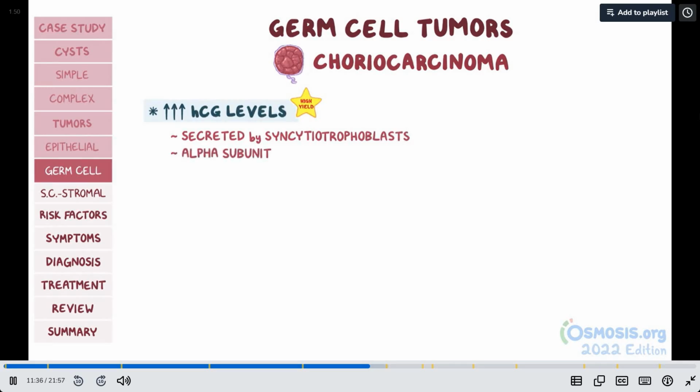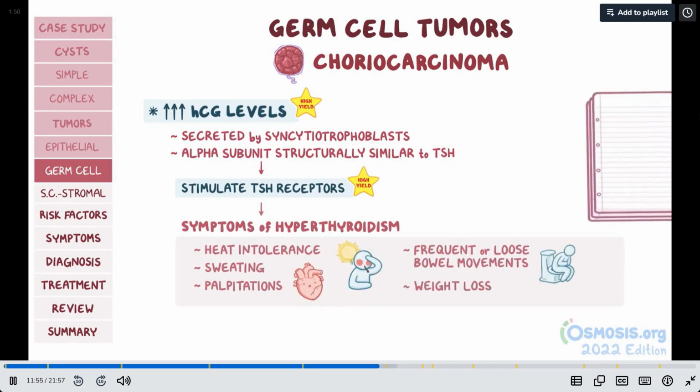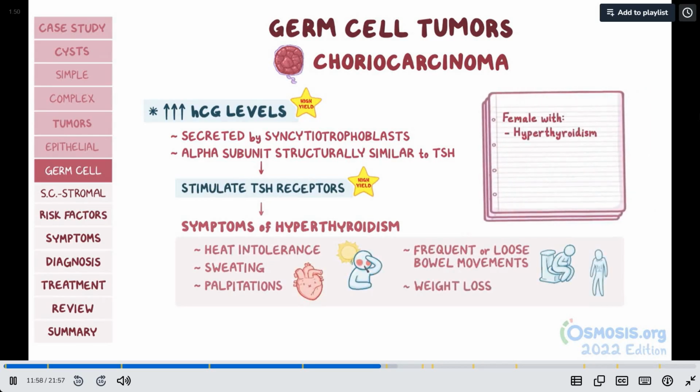Now, the alpha subunit of HCG is structurally similar to thyroid-stimulating hormone, or TSH for short. So, in very high concentrations, it can stimulate TSH receptors, causing symptoms of hyperthyroidism, like heat intolerance, sweating, palpitations, frequent or loose bowel movements, and weight loss. So if a question describes a female with hyperthyroidism, normal thyroid examination, an ovarian mass, plus very elevated HCG levels, it's probably choriocarcinoma of the ovaries.